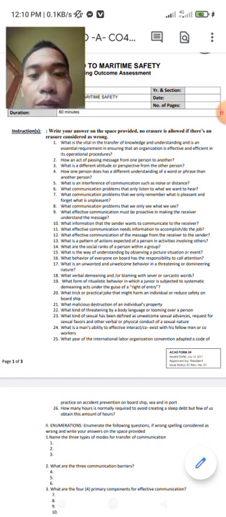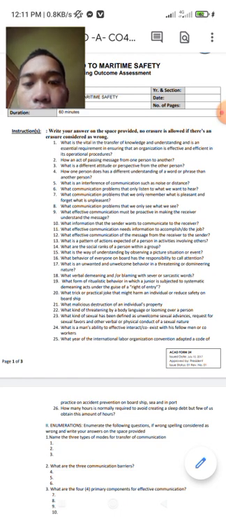Number 9, effective communication must be proactive in making the receiver understand the message. The effective communication must be proactive by having or sending a message. Number 10, what is the information that the sender wants to communicate to the receiver? My answer for number 10 is a message. A message is the information that the sender wants to communicate to the receiver.